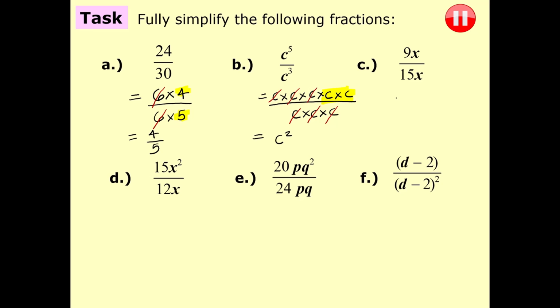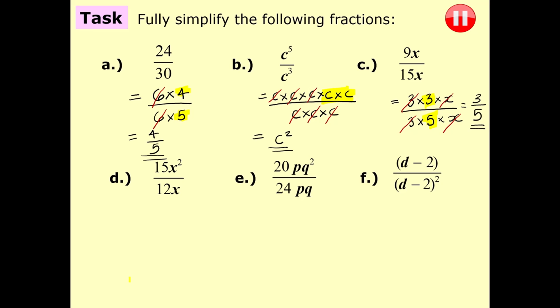And question C, 9 and 15, we've got a highest common factor of 3, so we get 3 times 3 to get 9, and we're timesing it by x. Then we have 3 times 5 to get 15, timesing it by x. Now we've expanded what those terms mean, we can go ahead and cancel any common factors on the top and the bottom. Once we've done that, we will have just our 3 and 5 left over. So that means your final answer should be 3 over 5. So well done if you got that.